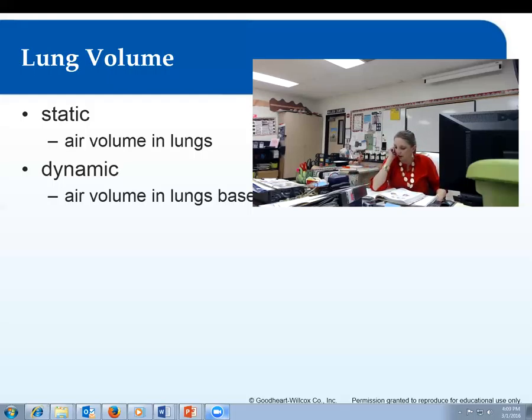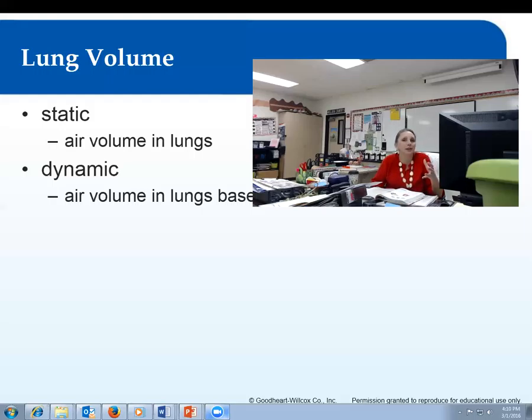All right, so let's look at lung volume. We're going to do a lab on this Friday, so you'll be able to see a little bit more of this. So, static versus dynamic. Let's look at this on 315. A few things to note about lung volume. We're talking specifically about how much air can fit into the lungs.